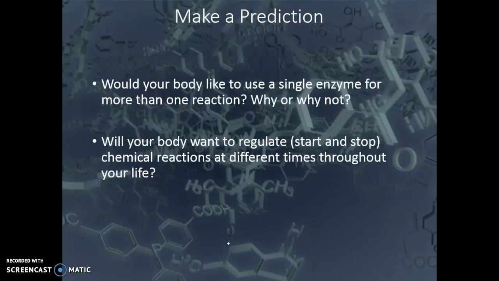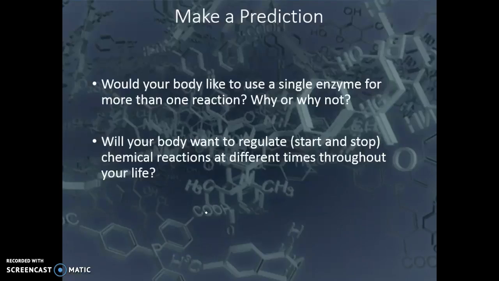Okay. So just think about this. Do you think it would be easier or more likely for your body to use one enzyme for a reaction more than once? Meaning, are we going to use the same enzyme over and over again, or are we going to use a new enzyme every time we need to run that reaction? In addition to that, do you think it's important for your body to be able to start and stop chemical reactions at certain times throughout your life? Or are things just going to go all willy-nilly and be able to happen at unpredictable rates?